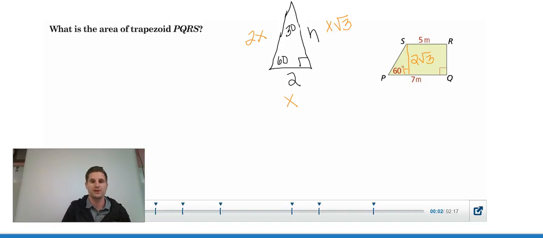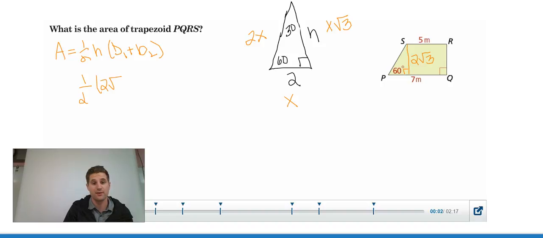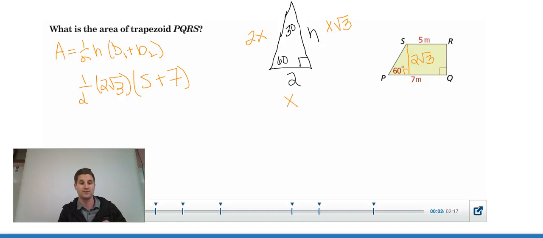And now we have enough information to go ahead and put this in the equation. So let's go ahead and write this out. Area equals 1/2 the height, B1 plus B2. Okay, so now we got 1/2. The height here is now 2 rad 3. And base 1 is going to be 5 plus base 2, which is 7. Again, we must do parentheses first, so add those two together, we get 12.